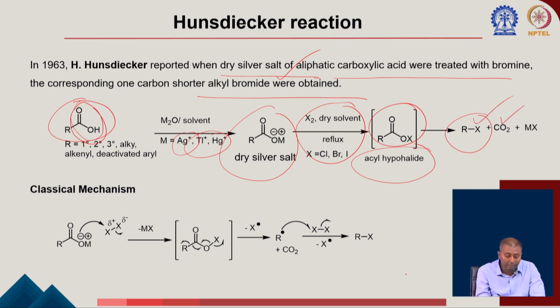So you can see mechanistically what is happening: this minus is attacking the X, forming this hypohalite, and then there will be cleavage between the O and the halogen bond. This is a weaker bond here, generating X dot, and once you generate this species, it will not stay there; it will immediately go on to generate a free radical. At the same time a CO2 will be expelled from here to generate this R dot, which now takes an X dot from X2 to generate R-X.